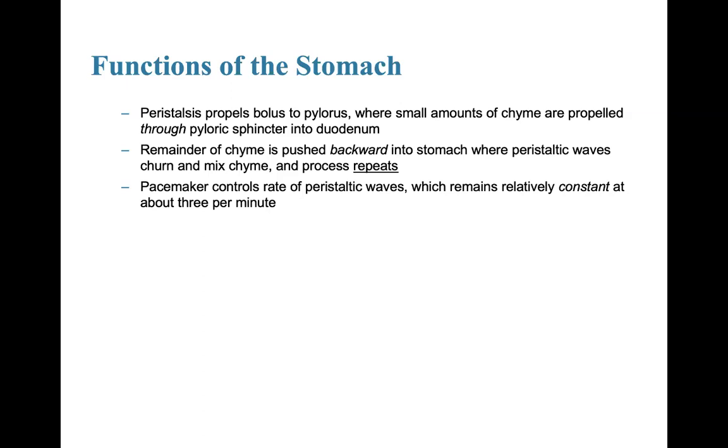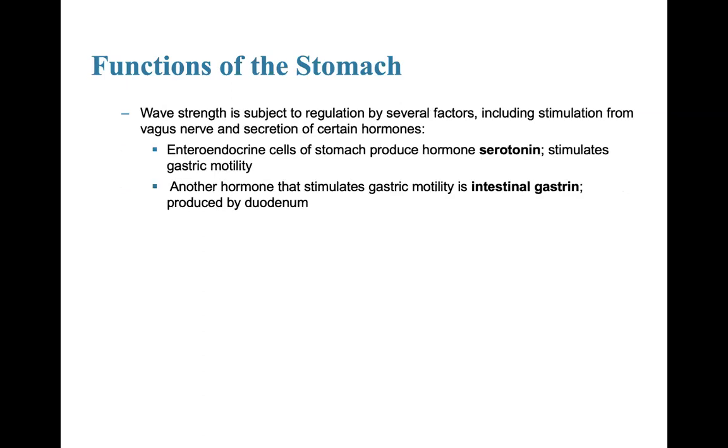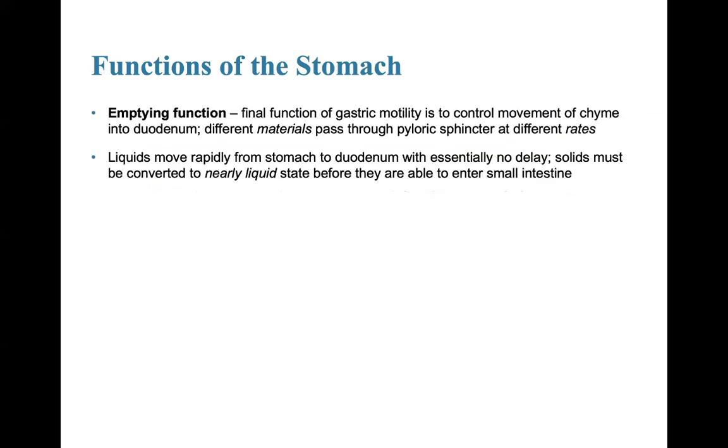The pacemaker controls the rate of peristaltic waves, which remains pretty constant at about 3 per minute. The wave strength is subject to regulation by several factors, including stimulation from the vagus nerve, as well as the secretion of certain hormones. The enteroendocrine cells of the stomach produce a hormone referred to as serotonin, and this will stimulate gastric motility. Another hormone that stimulates gastric motility is intestinal gastrin, which is produced by the duodenum.